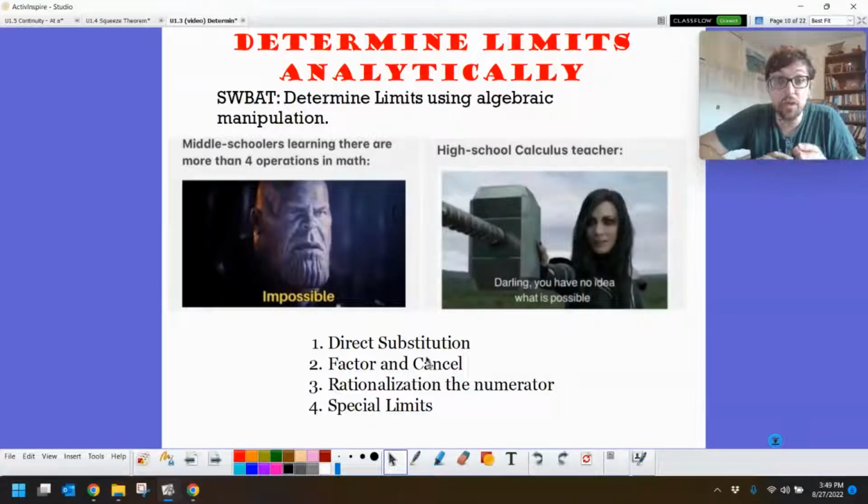Hi, in this video we're going to be working with algebraic manipulation in order to be able to evaluate our limits. We've got direct substitution planned, factor and cancel, rationalizing the numerator, and finally ending with special limits.